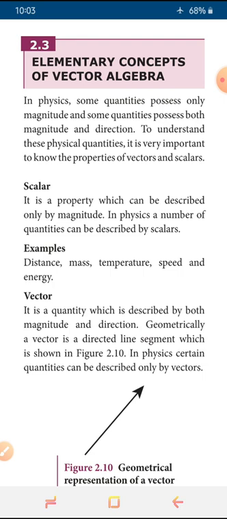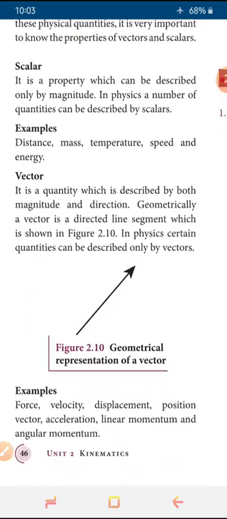Okay, so vector means it will give both the direction and magnitude. Scalar, it will give only the magnitude. Okay, now we'll see the definition of scalar and vector with examples.